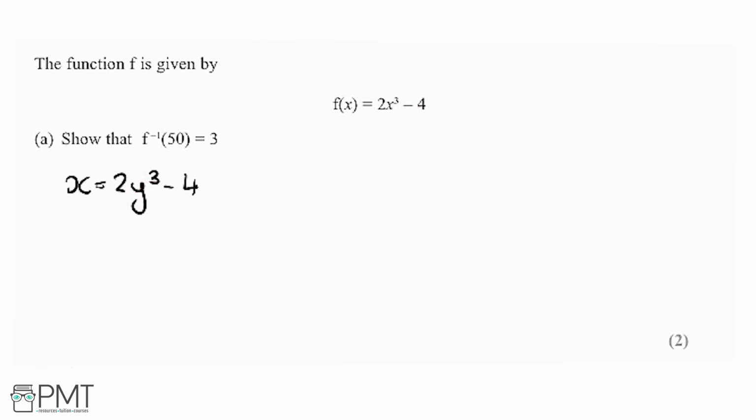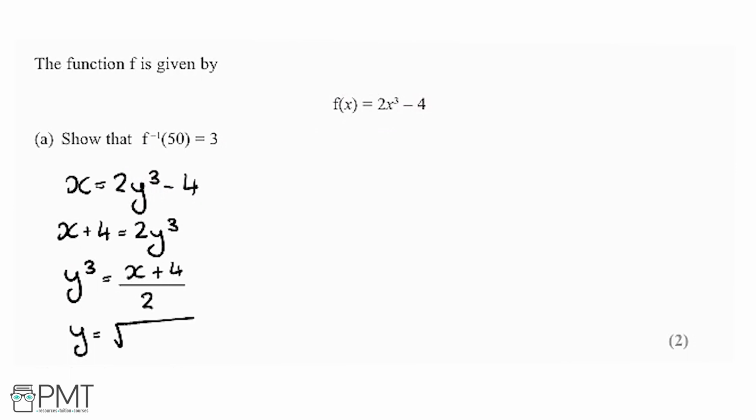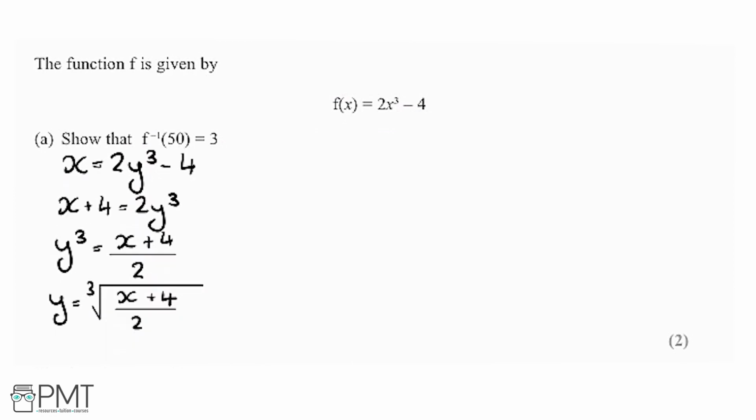subject. So I'm going to add 4 to both sides. We're going to have x plus 4 equals 2y to the power of 3. If I now divide both sides by 2, we're going to get y to the power of 3 equals x plus 4 divided by 2. And now if we cube root both sides, we're going to get y equals the cube root of x plus 4 divided by 2.